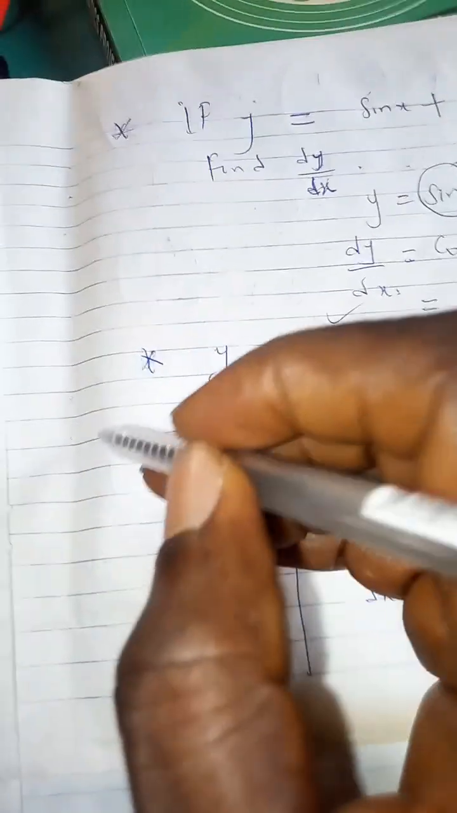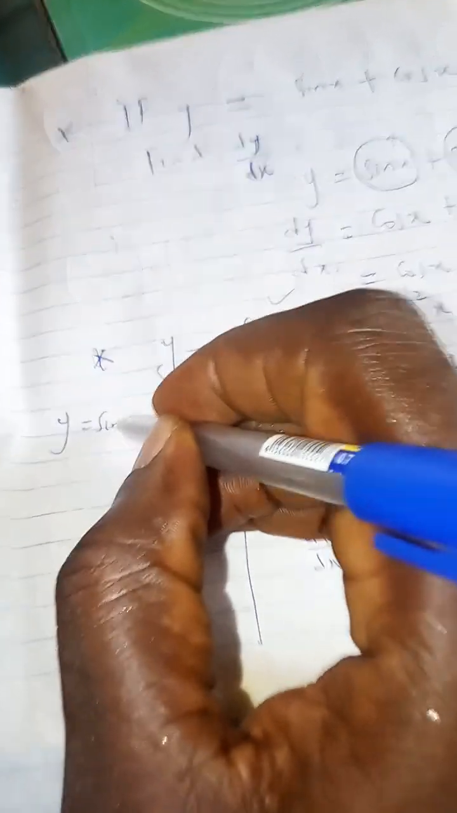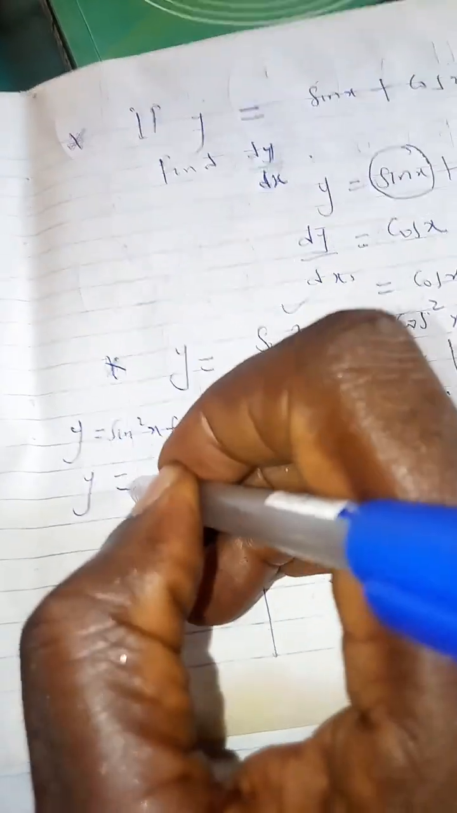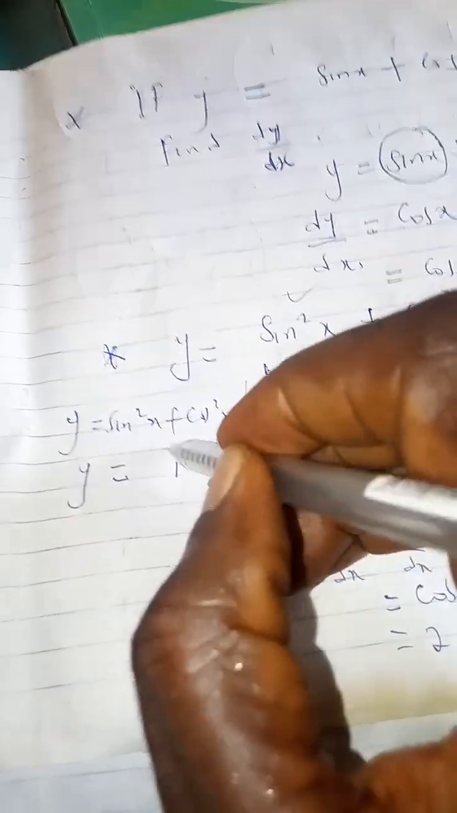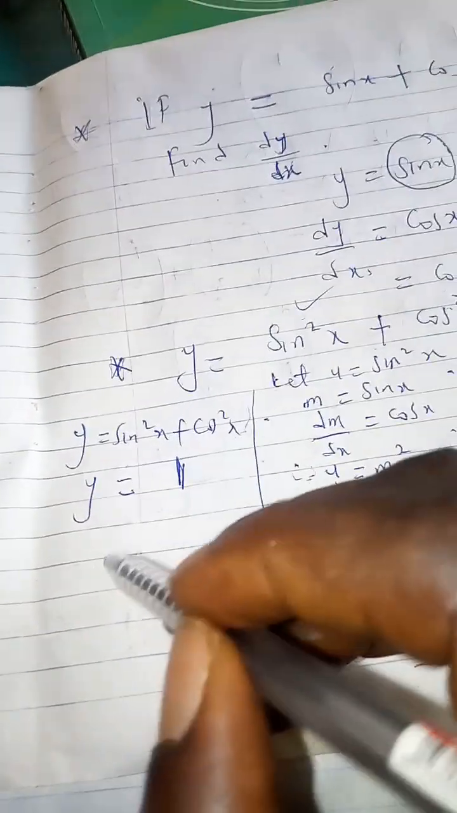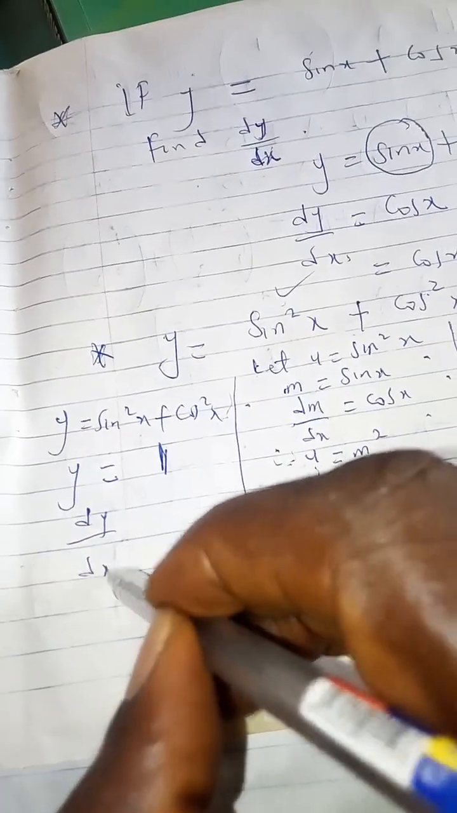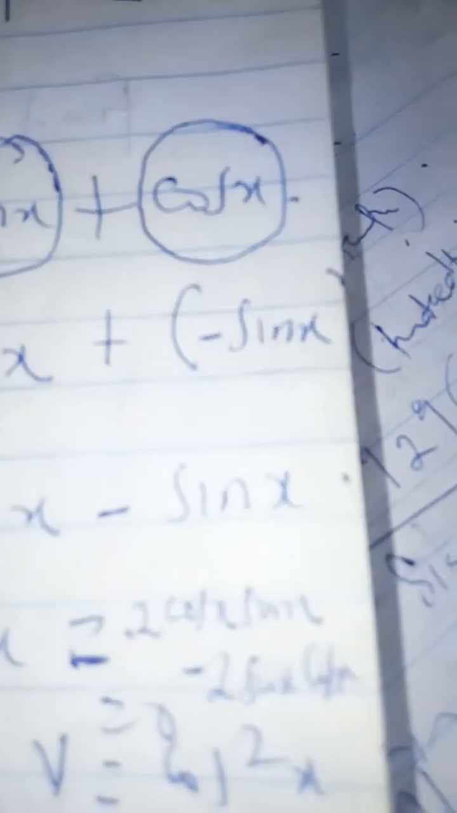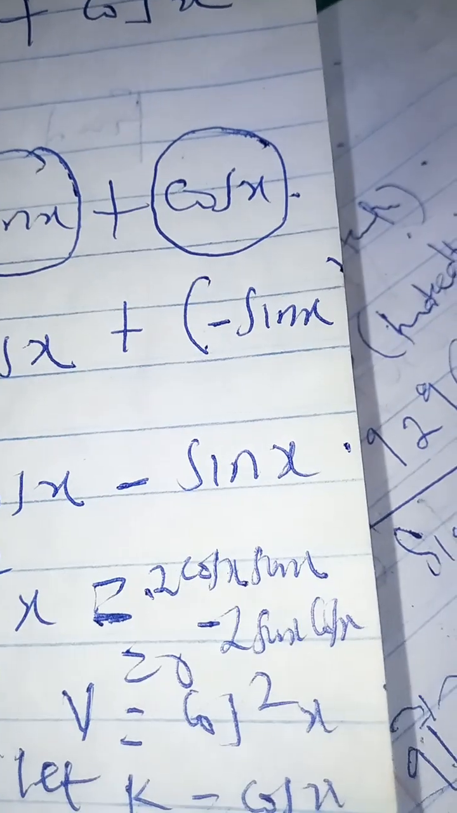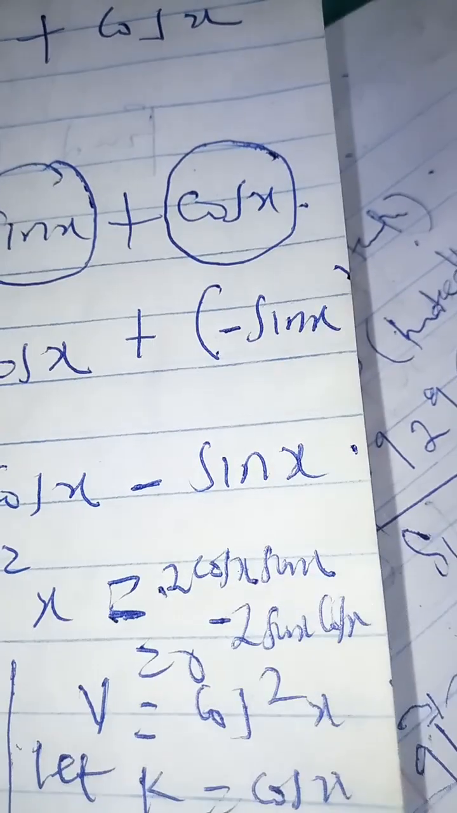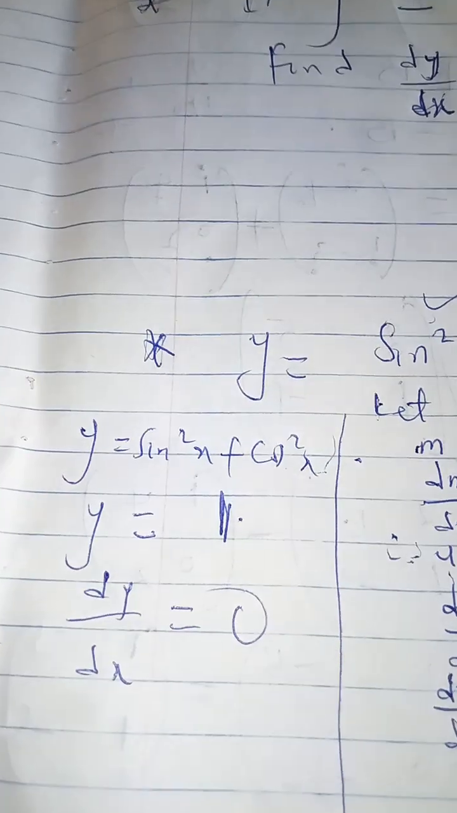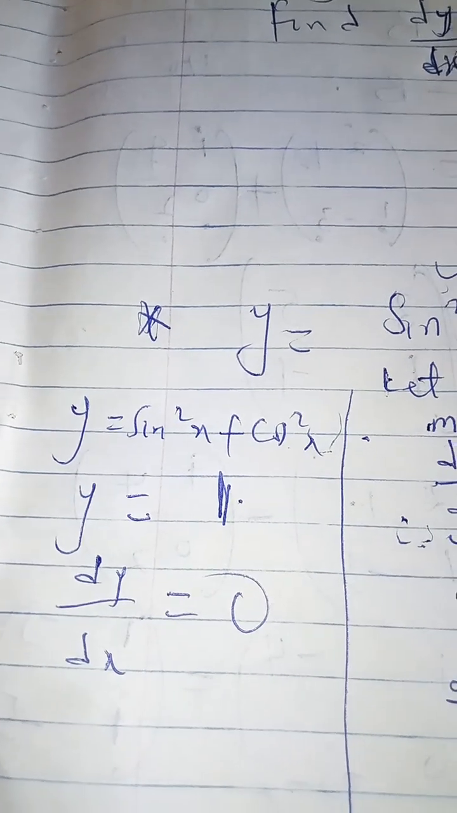There is something we call trigonometric identity. When you have your y to be sin squared x plus cos squared x, under trigonometric identity, sin squared x plus cos squared x is 1. So indirectly, they are asking us to find dy/dx of 1. The dy/dx of 1 is 0. Like the way you have 2 cos x sin x minus 2 sin x cos x to be 0. So sin squared x plus cos squared x is 1, and the differentiation of 1 is also 0.